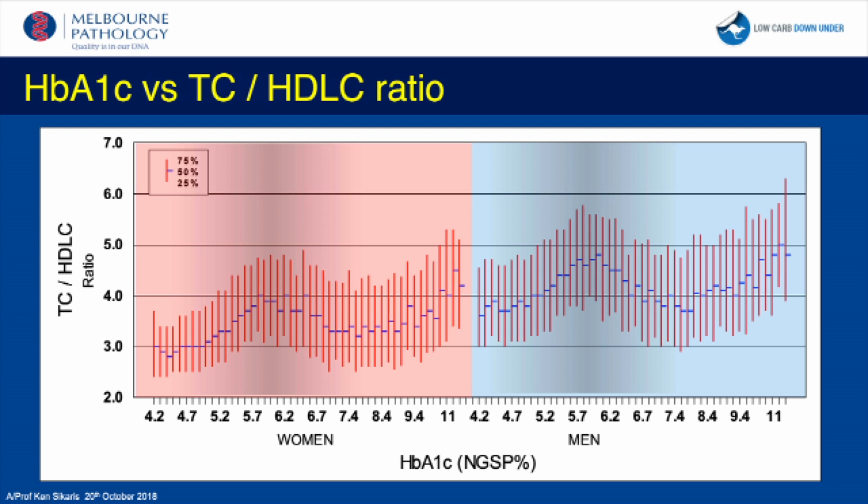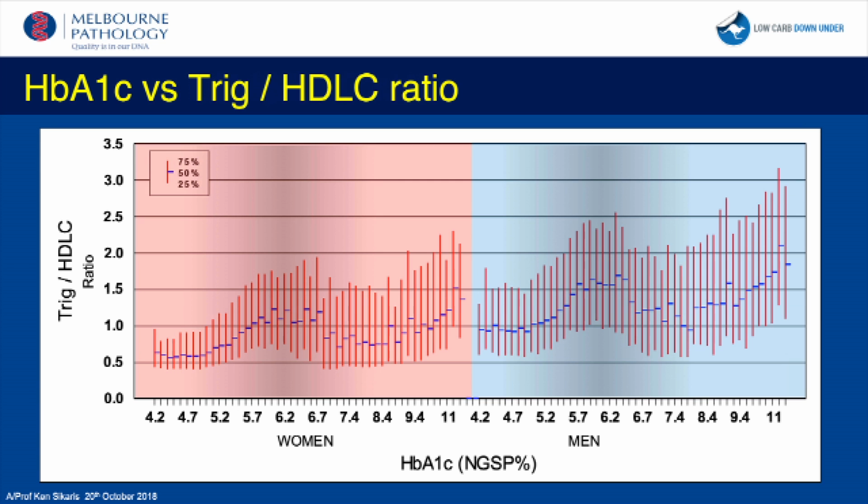The levels are different in men and women because women have more HDL, but the pattern is the same. And if you prefer the trig HDL ratio, it does the same thing, but I don't think it's quite as profound as the other ratio. Okay, so now if I've just said hyperinsulinemia, small dense LDL, well, that means heart disease, doesn't it?